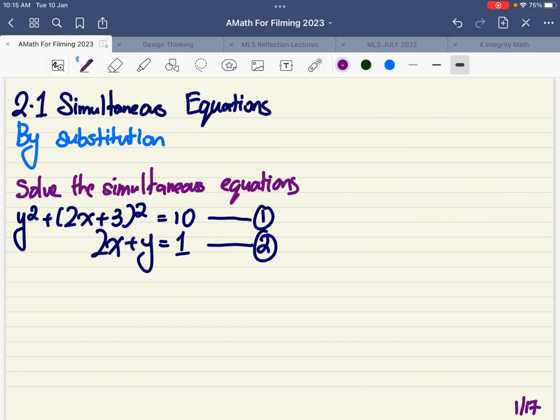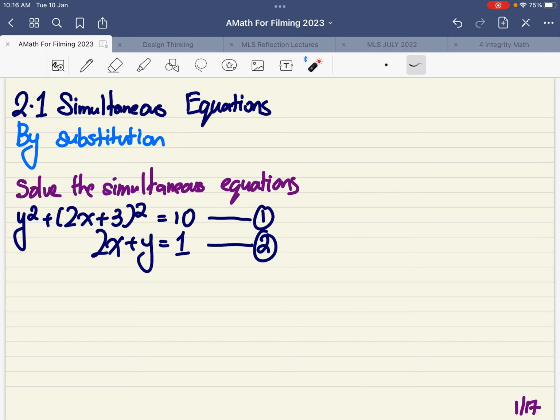Today we'll be covering 2.1 simultaneous equations. The main thing that you need to know for today is that all of this has been done by substitution. You cannot eliminate in this case, okay? So it has to be done by substitution, especially when you see that there's powers of 2 here. Do not attempt to do this by elimination.